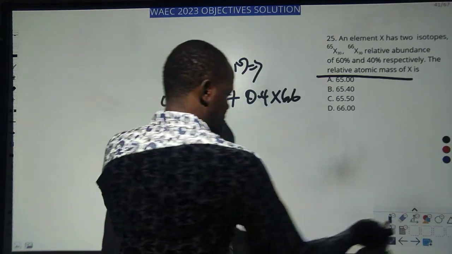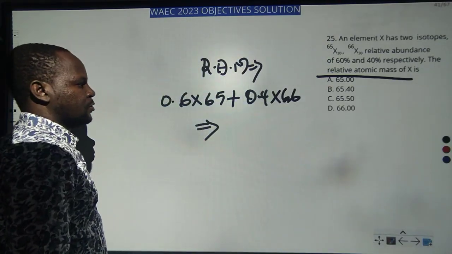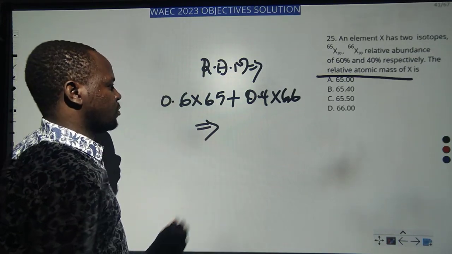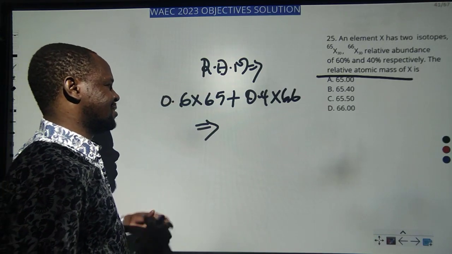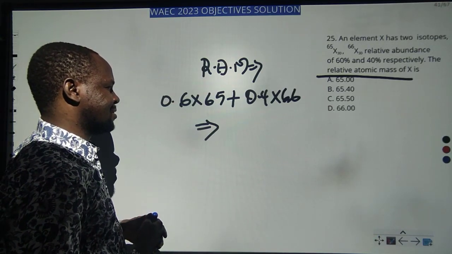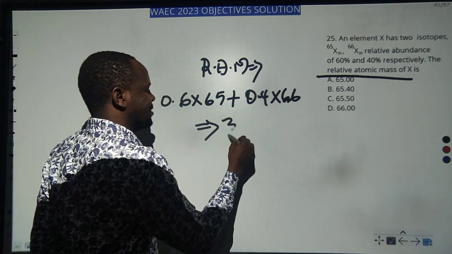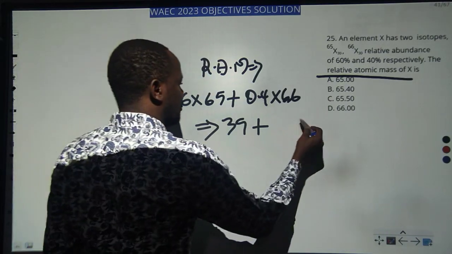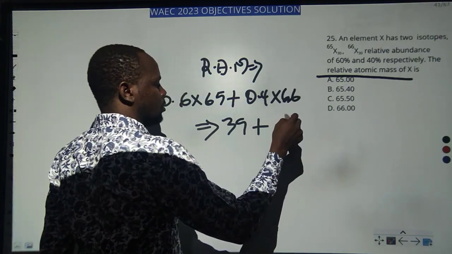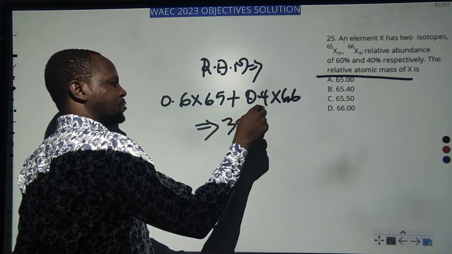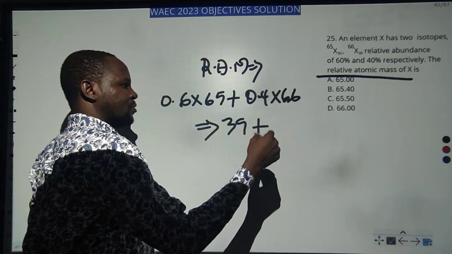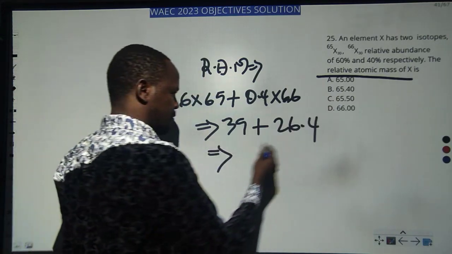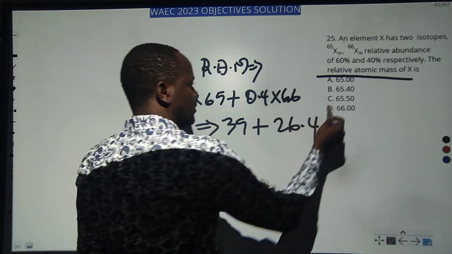So let's see and tackle it together. 0.6 times 65 is going to give us 39, plus 66 times 0.4, that's 26.4. So I think from here, my calculator is not available. This is 65.40. So this is correct.